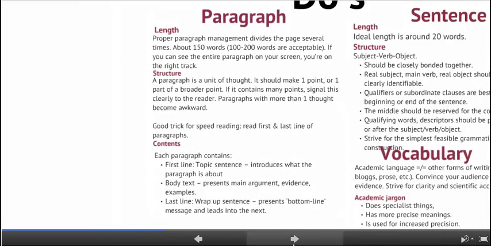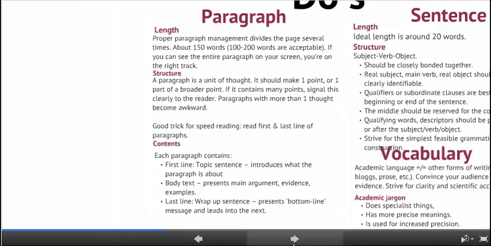First, paragraphs. First of all, proper paragraph management divides the page into several instances, several times. I've written here about 150 words, or between 100 and 200 words as acceptable for a paragraph. This is not to suggest that any prof that will read your paper is going to sit and count words. It's more of a rule of thumb, so that when you are actually producing your own text, you can have some form of number there to guide you.